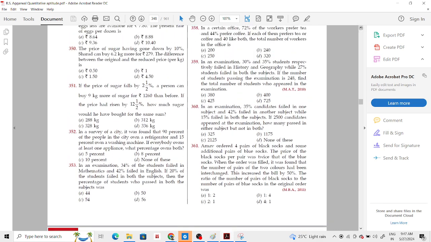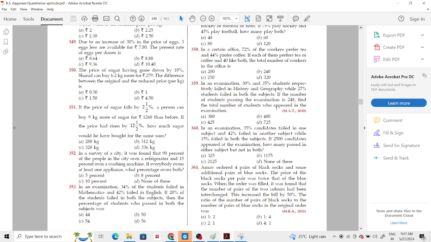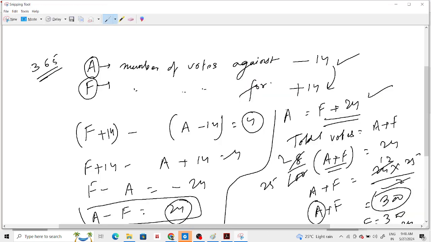Okay. Try out 359. It's a math sum. Okay, and this can be done by Venn diagram as well. Sir, can you forward me the photo of this? Yeah, sure, sure, sure. I'm sending.